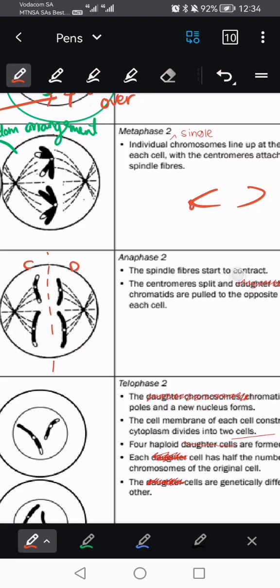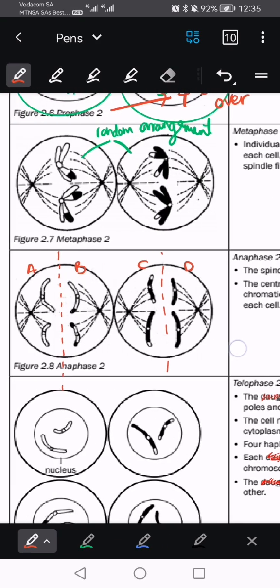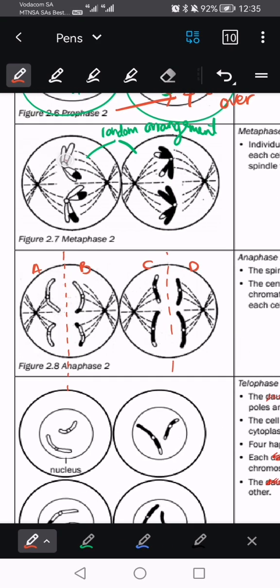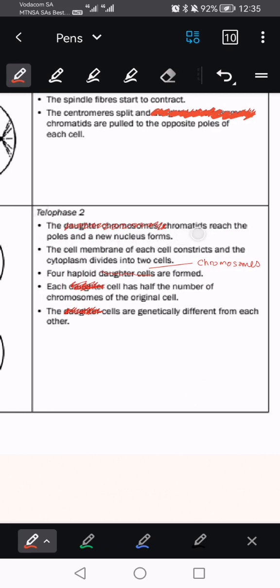We can already see that is going to take place. Right, the spindle fibers start to contract, the centromere splits, and chromatids, not daughter chromosomes, we don't say daughter chromosomes anymore, the centromere splits and chromatids are pulled to opposite poles of each cell. Right, so here can you see, that was our centromere, but now our centromere splits so that this chromatid can be pulled that way and the other chromatid can be pulled that way. And here we can already see the formation of our 4 haploid, right? Now if we look at the telophase, the chromatids reach the opposite poles and the nucleus starts to form.